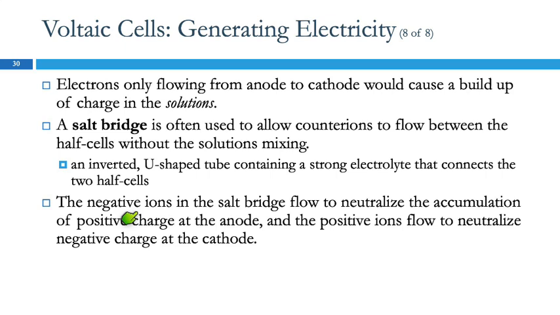So the negative ions in the salt bridge are going to move to neutralize the accumulation of positive charge at the anode. The anode was originally negatively charged. If a bunch of electrons have left, now it's not going to be negatively charged anymore, and things are going to stop. So as the electrons leave the anode, then the negative ions will be attracted to that absence of negative charge, positive charge. And the positive ions are going to flow to neutralize negative charge at the cathode.